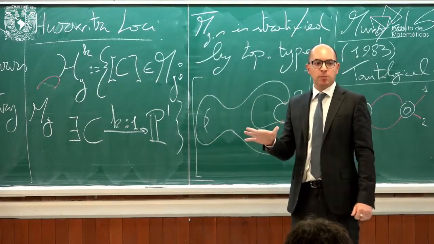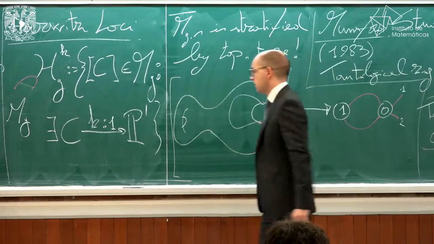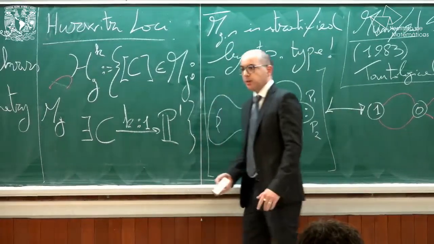Now, if the genus is positive, k can be 1. That's one of the first exercises, one of the first properties that we study in complex geometry.